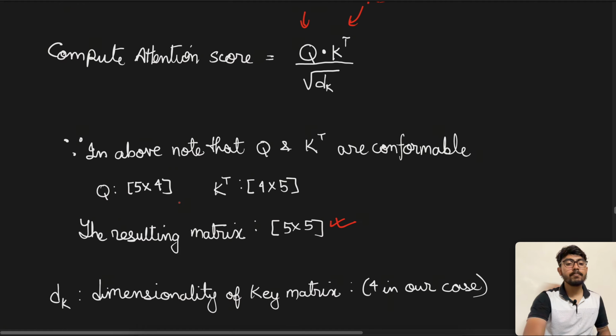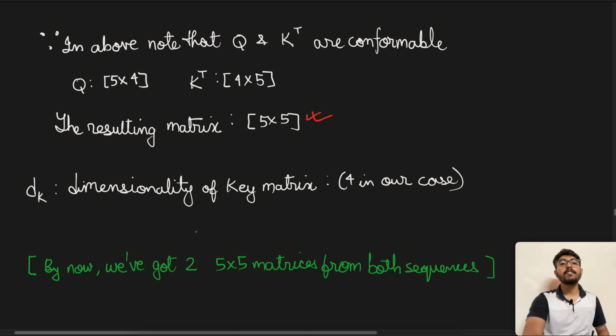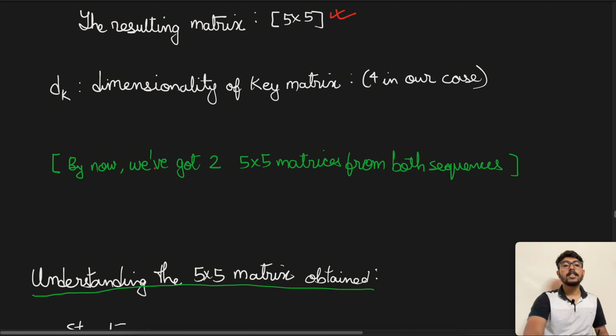Next, dk. dk is a new term. It will be the dimensionality of the key matrix. So in our case it will be 4, just as we saw above in the question. By now we have got two 5 cross 5 matrices from both sequences representing their attention scores, right? Next, we move to understanding the 5 cross 5 matrix that we obtain. What does this mean? Attention and score, what does this mean?